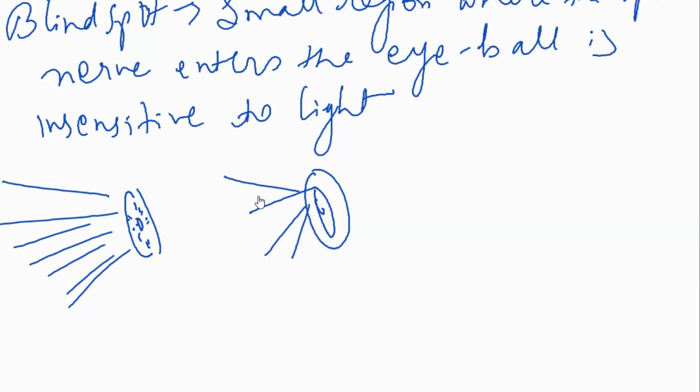Now, defects of vision and their correction. What is myopia? Myopia is a defect where the person can see nearby objects but not far-off objects. Very good. And causes of myopia?